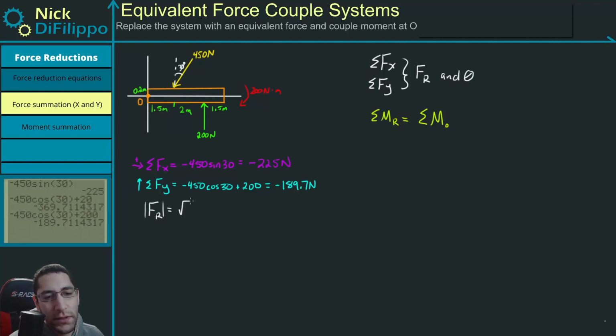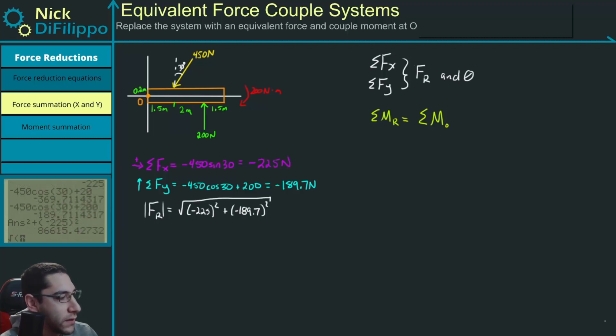So to get our resultant force, we have a resultant force right here. This is going to be equal to the square root of this minus 225 squared plus minus 189.7 squared. So if we square this term, we add in minus 225 squared, take the square root. We get this is equal to 294 newtons.